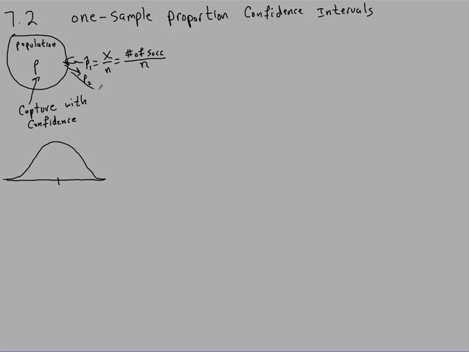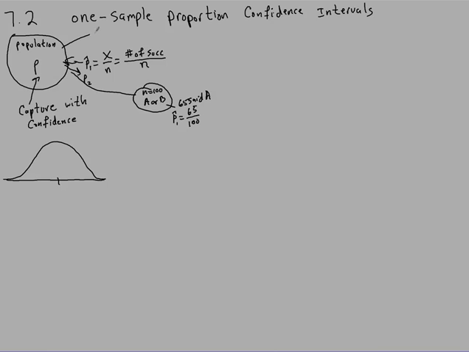Say I took a sample and I asked 100 people if they're going to vote for candidate A or candidate B, and say 65 said they were going to vote for candidate A. So that means p hat in this particular sample would be 65 over 100.